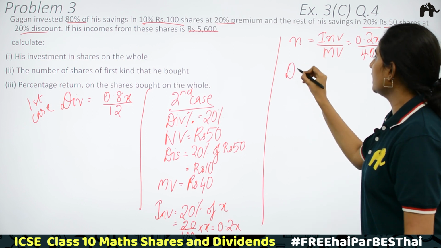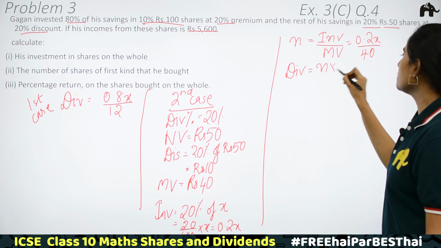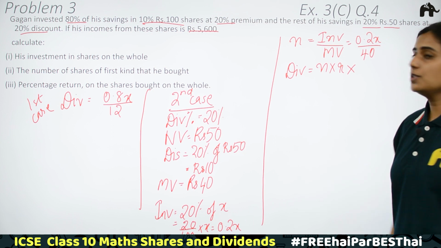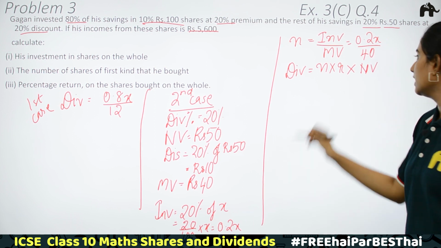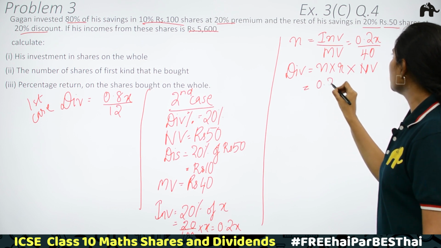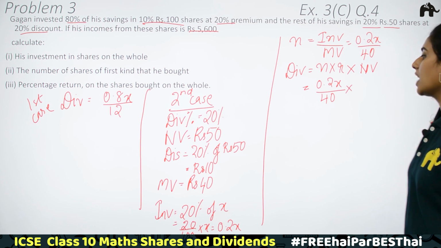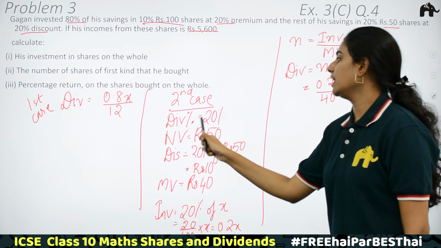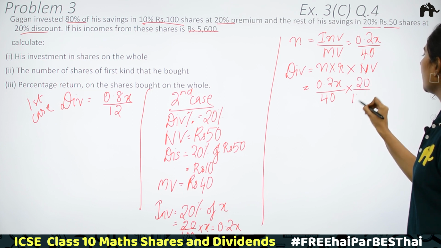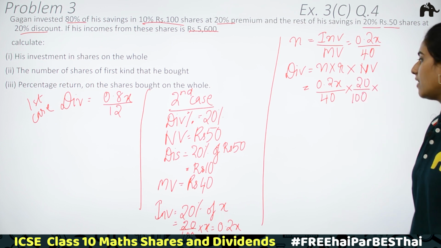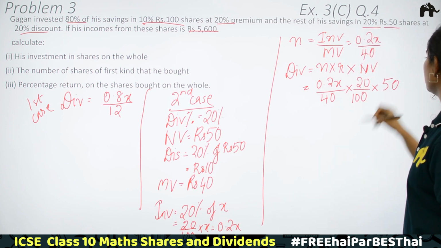Now we can find the dividend in the second case. Dividend is equal to N into R into nominal value of 1 share. Here N is 0.2x by 40 into R. R is the dividend percentage, that is 20%. 20 by 100 into nominal value. Nominal value is 50.